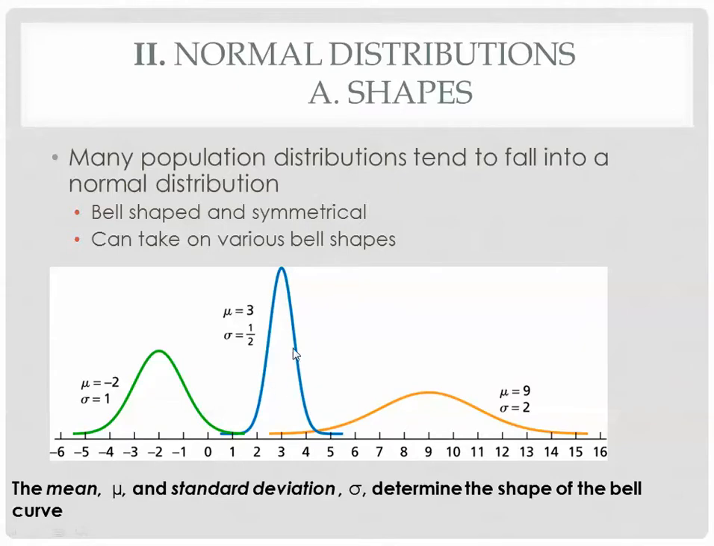Here we have a much taller, skinnier version of the normal curve because it's got a smaller standard deviation. That brings all the data together, and it's centered at 3. And here we have a much squatter and wider normal curve because it's got a bigger standard deviation, which gives it more variation, right? It brings the data out further. So all concepts we learned when we were talking about means and standard deviations. And the shape of a bell curve is completely determined by the mean and the standard deviation. That's all you need to know to determine what your normal curve looks like.